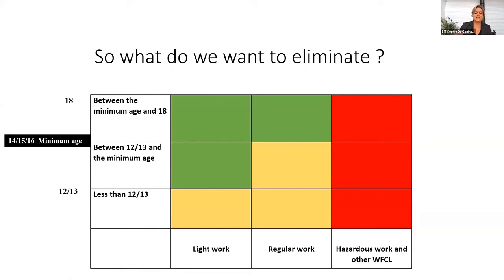It's important to remind it. So the green on the top and orange below. And on the right-hand column, hazardous work and other worst forms of child labor, which I just listed, they are all prohibited to any person under the age of 18.